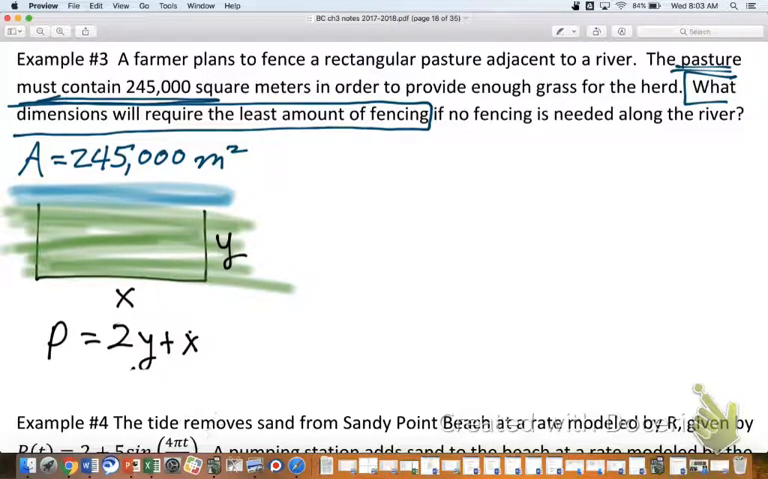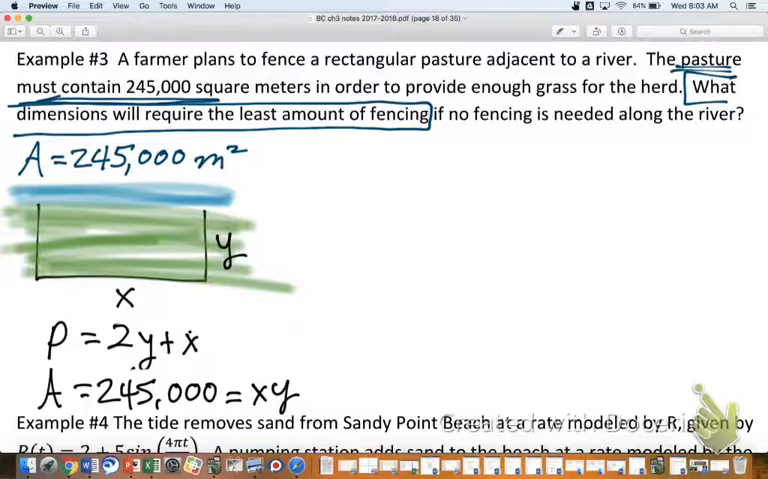So if I'm going to use that other information, which is, of course, area, I can say that the area of the pasture is 245,000. What would that equal as far as our dimensions go? XY. That's right. So what I can then do is use 245,000 equals XY to substitute into the other equation. Would you guys suggest, just from making this as easy as possible for you, solving for X in the area or solving for Y?